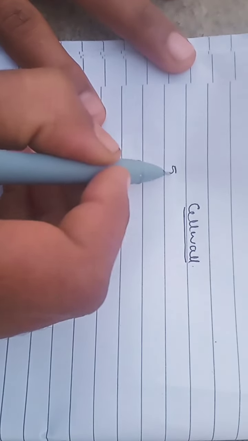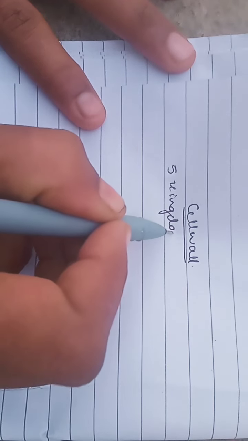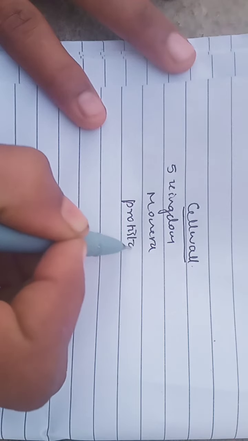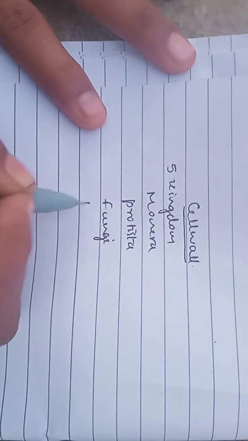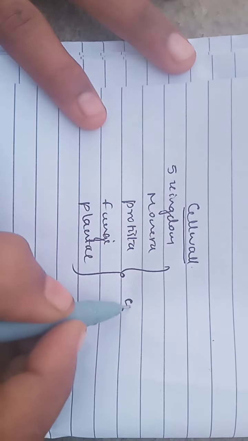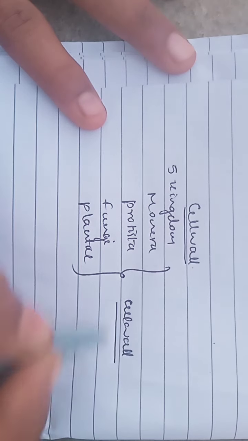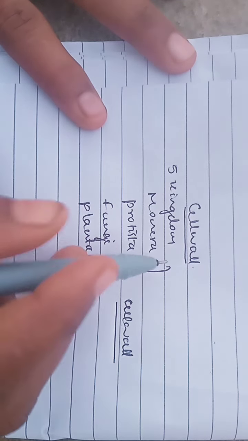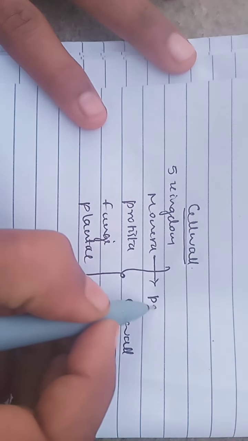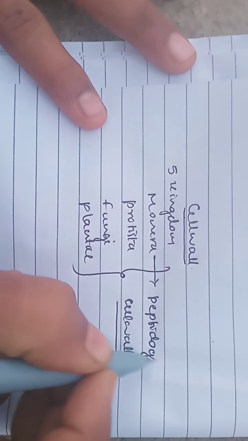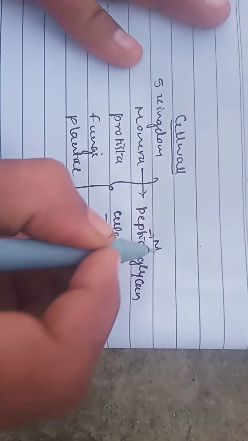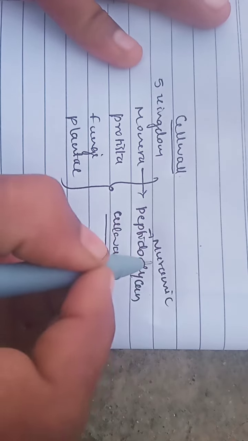Generally, we know there are five kingdoms: Monera, Protista, Fungi, and Plantae. The first four kingdoms show the presence of a cell wall, and the cell wall of each particular group of organisms is made from a particular composition. So Monera has a cell wall made mainly of peptidoglycan, and this peptidoglycan has muramic acid as the main composition in its cell wall.